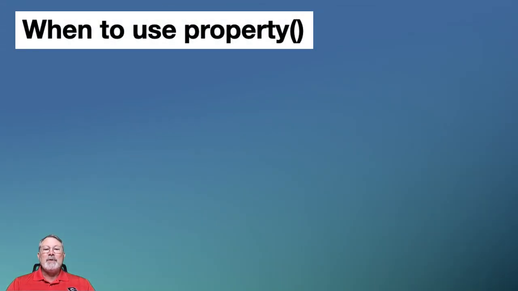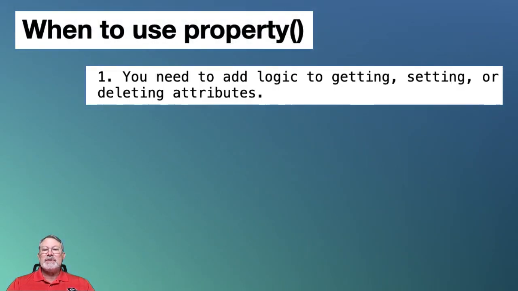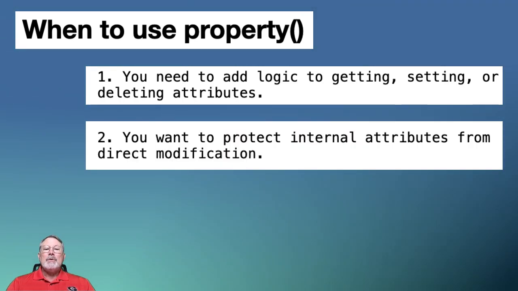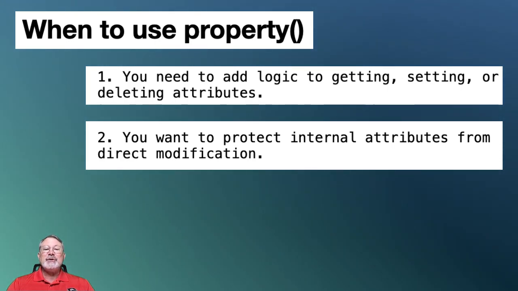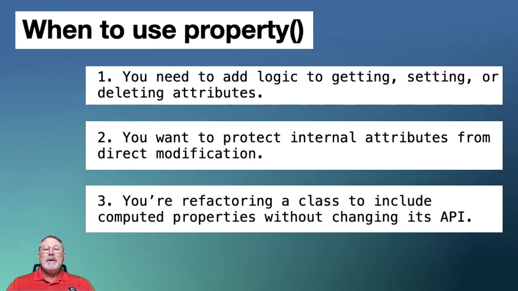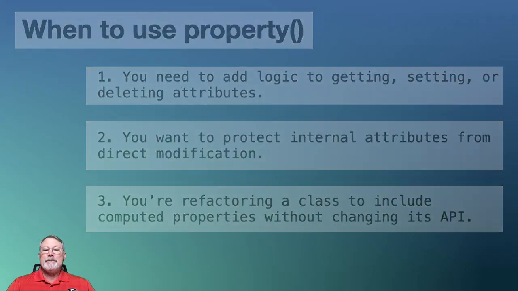You'd use property when you need to add logic to getting, setting, or deleting attributes. You want to protect internal attributes from direct modification. Or you're refactoring a class to include computed values without changing its API.